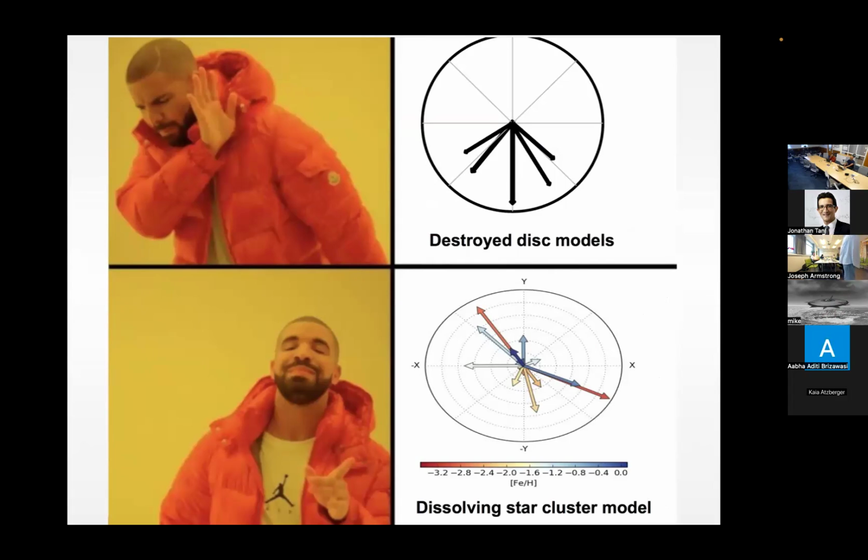But this is what you get from a destroyed disk model, and my student ran models like Maya and Dongia did before. I don't have the original data with me, but it looked like that. And this is what we get from Leo 1, and that's more in accordance with our dissolving star cluster model.